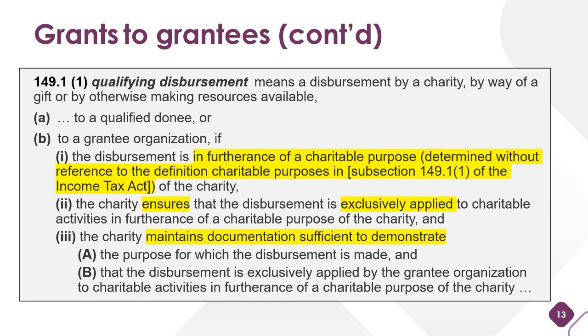Under subparagraph 2, the charity ensures that the disbursement is exclusively applied to charitable activities in furtherance of a charitable purpose of the charity. And under subparagraph 3, the charity maintains documentation sufficient to demonstrate, at clause A, the purpose for which the disbursement is made, and at clause B, that the disbursement is exclusively applied by the grantee organization to charitable activities in furtherance of a charitable purpose of the charity.